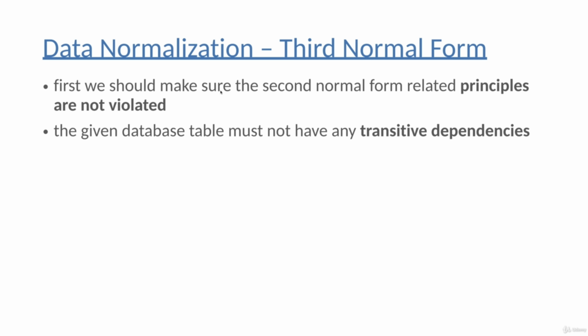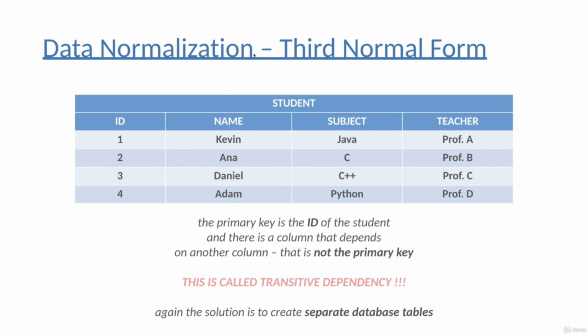In this lecture, we are going to talk about the third normal form. First of all, we have to make sure that the second normal form related principles are not violated, and then we have to make sure that the given database table doesn't have any transitive dependencies. Okay, so what is a transitive dependency? Let's take a look at a concrete example.